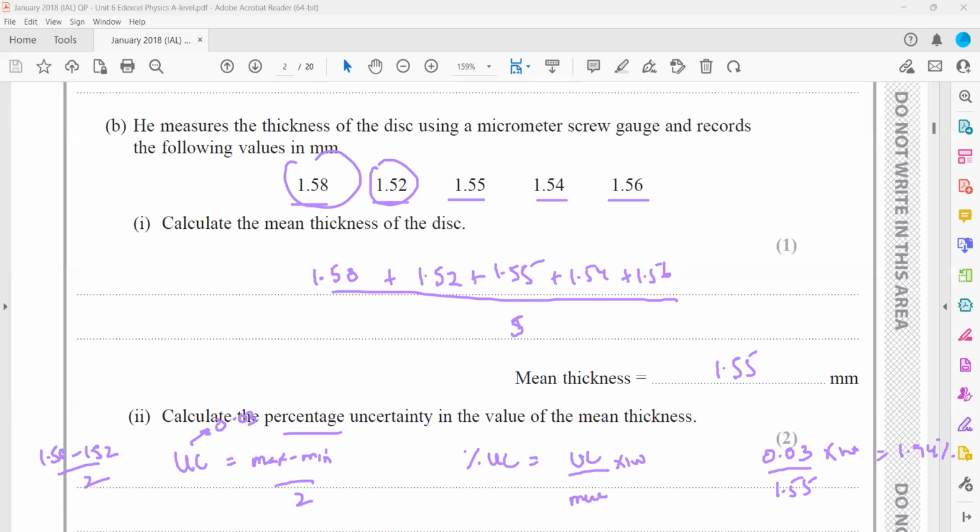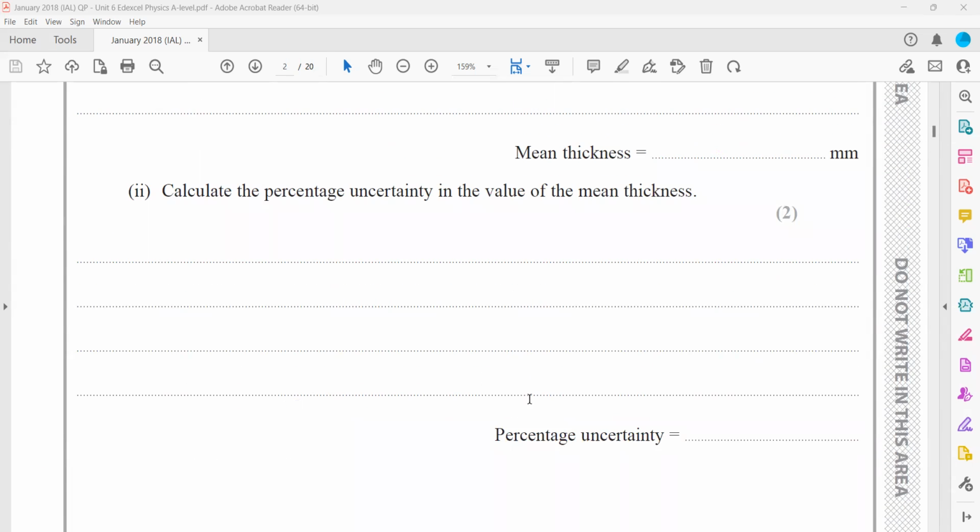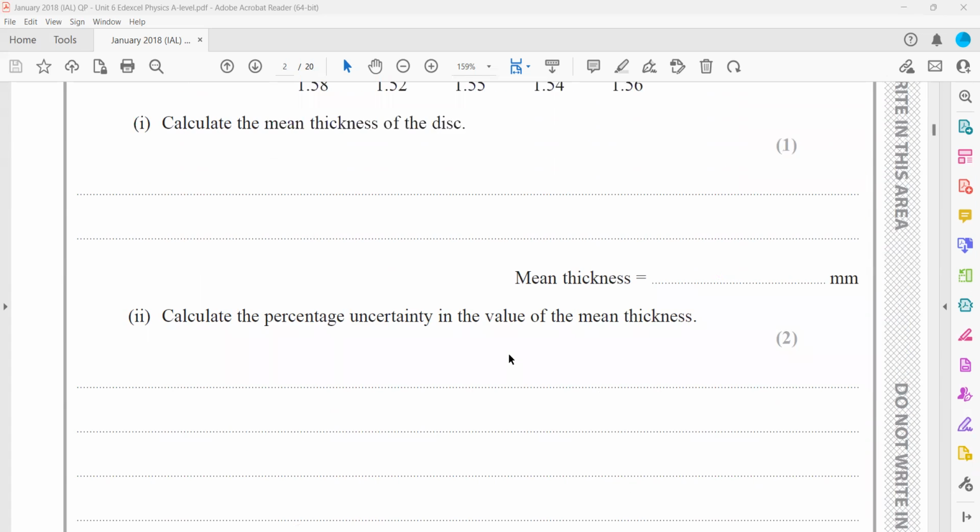Is it clear? How to work out the percentage uncertainty from a group data?